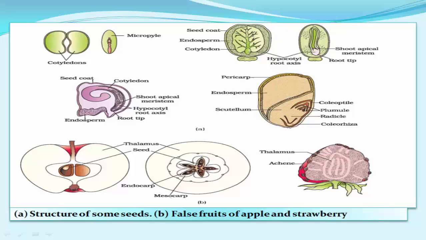The fruits may be produced without fertilization. They are called parthenocarpic fruits. In angiosperms, the fruits are usually the product of fertilization. But sometimes, as in apple and strawberry, the fruits are produced without fertilization. They are called false fruits, and the wall of the fruit is called the pericarp.